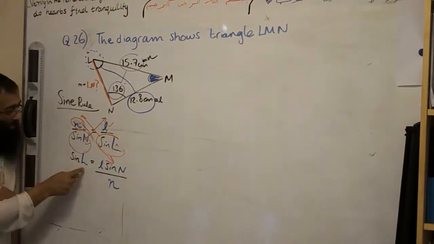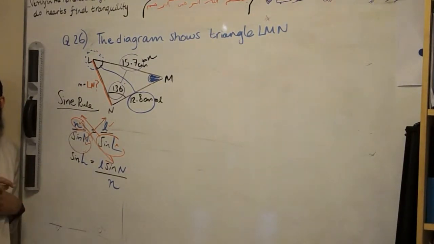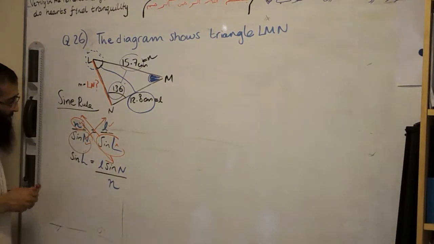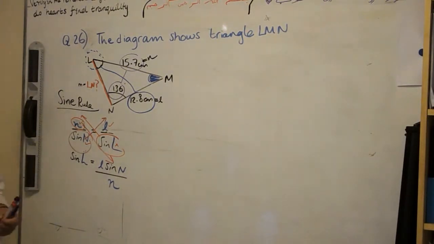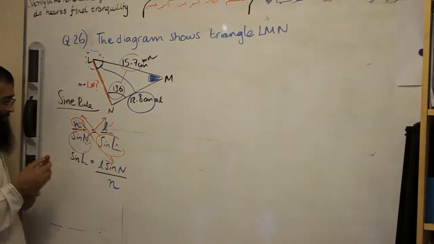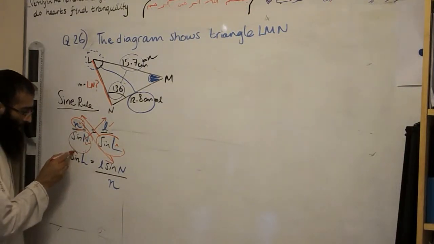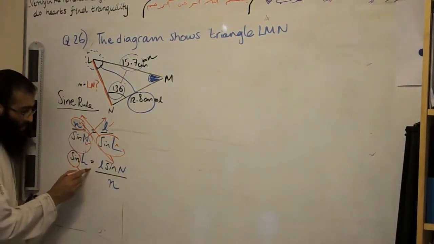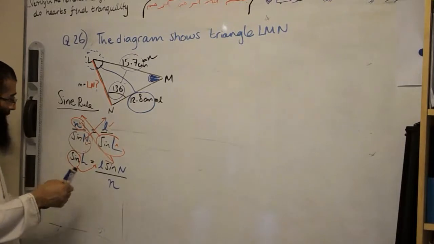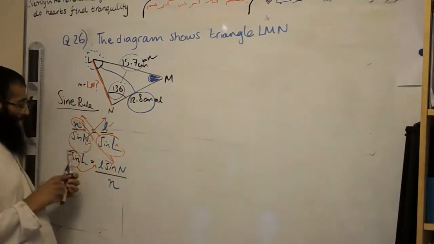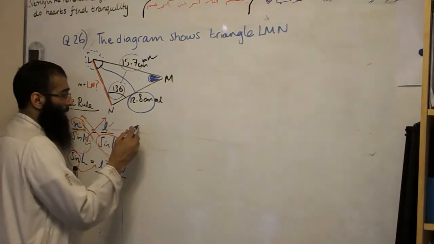Yeah? Now, I don't want sine L, I want just L. What do we do with the sine? Take it over. So we grab the sine and move it over to the other side. Okay, this sine here, and move it to here. So now we have L by itself.